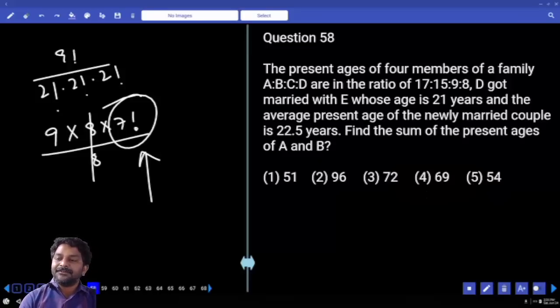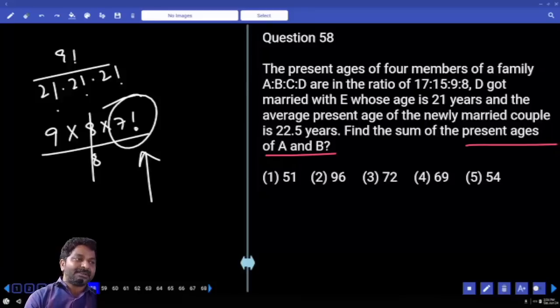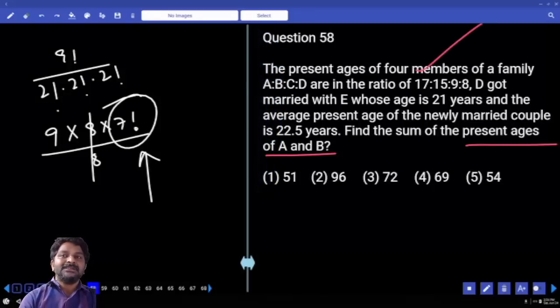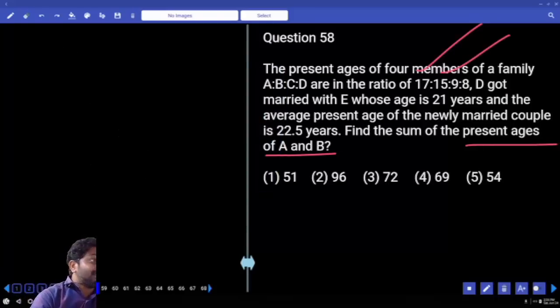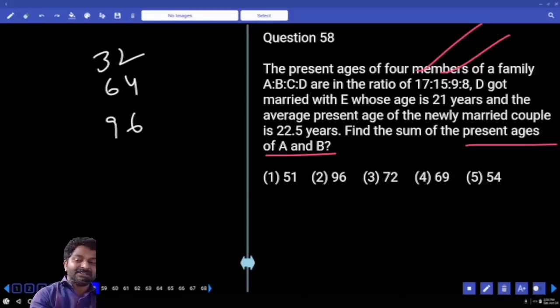The present ages of 4 members of a family ABCD are in the ratio 17, 15, 9, 8. D got married to E, whose age is 21 years, and the average present age of the newly married couple is 22.5 years. Find the sum of present ages of A and B. As the question is about the sum of ages of A and B, I'll directly go to the ratio. A is how many parts? B is 15. Sum is 32 parts, in the sense 32 multiple: 32, 64, 96. Which option is there? Over.